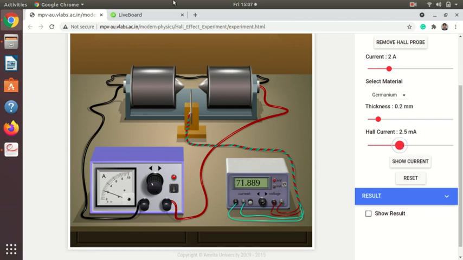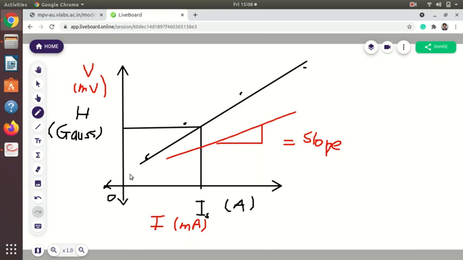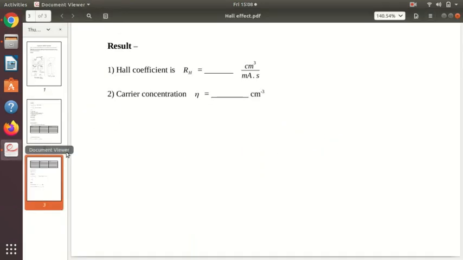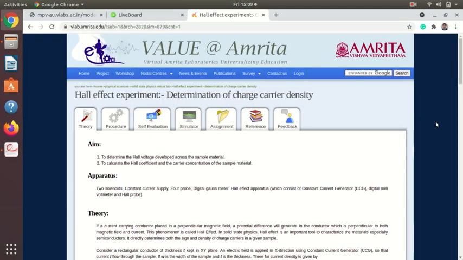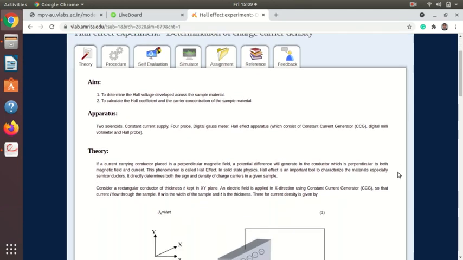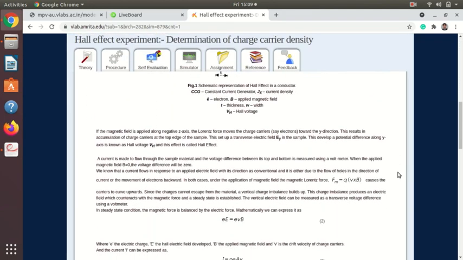Again we have to plot the graph of voltage versus current. Then you can find the slope of the graph, and using the slope, as I discussed earlier, we can find RH, that is the Hall coefficient, and eta, that is the charge carrier concentration. You will have to go through the theory of the experiment, because in the oral you will be asked questions based on the theory. I will also share this link with you so that you can go through the theory.